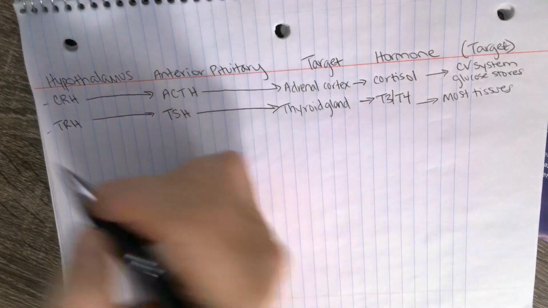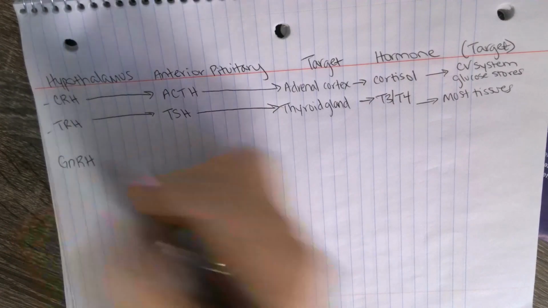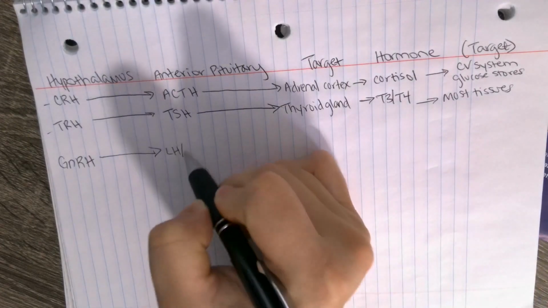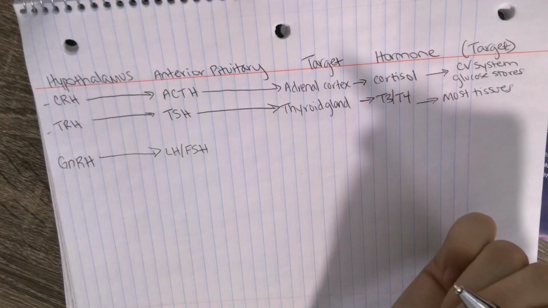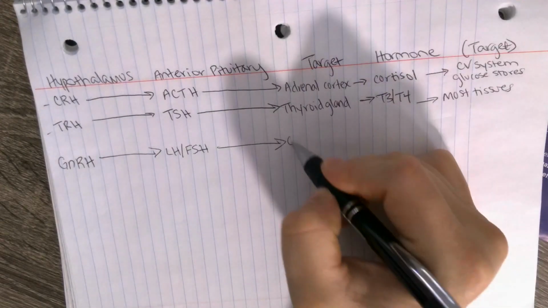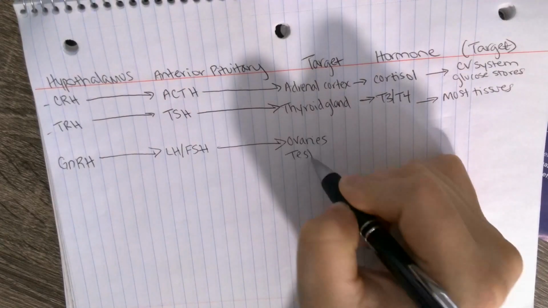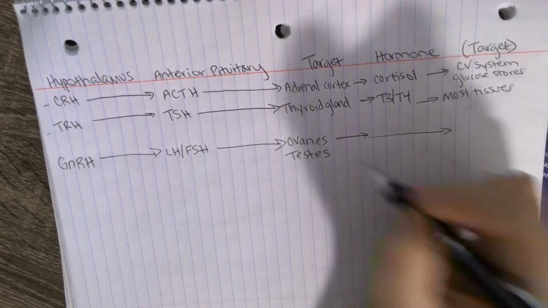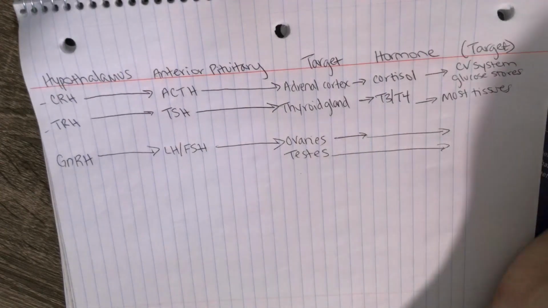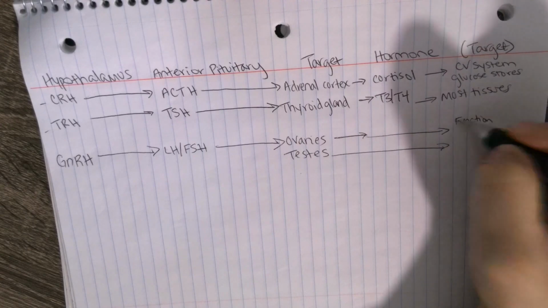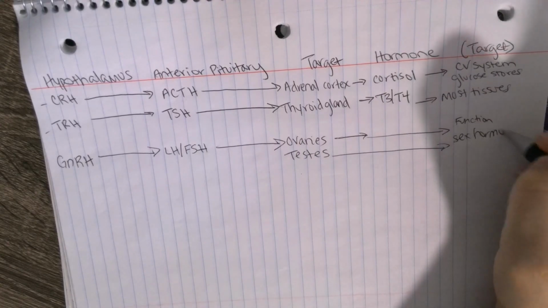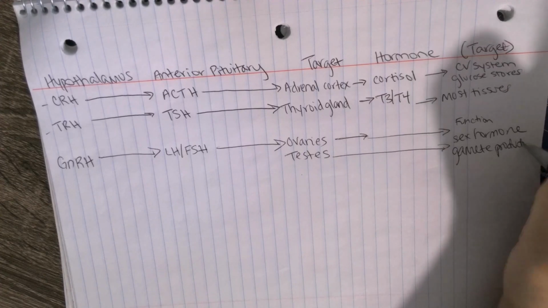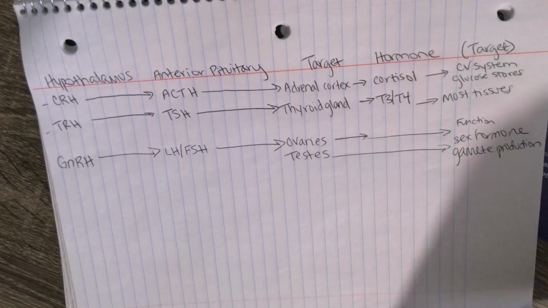But let's say we want to do a shorter pathway. Let's do gonadotropin releasing hormone. That triggers the anterior pituitary to release our gonad associated hormones, LH and FSH. LH and FSH target the ovaries or testes, and that essentially goes through to its function, which would be sex hormone production and gamete production, your eggs and sperm.